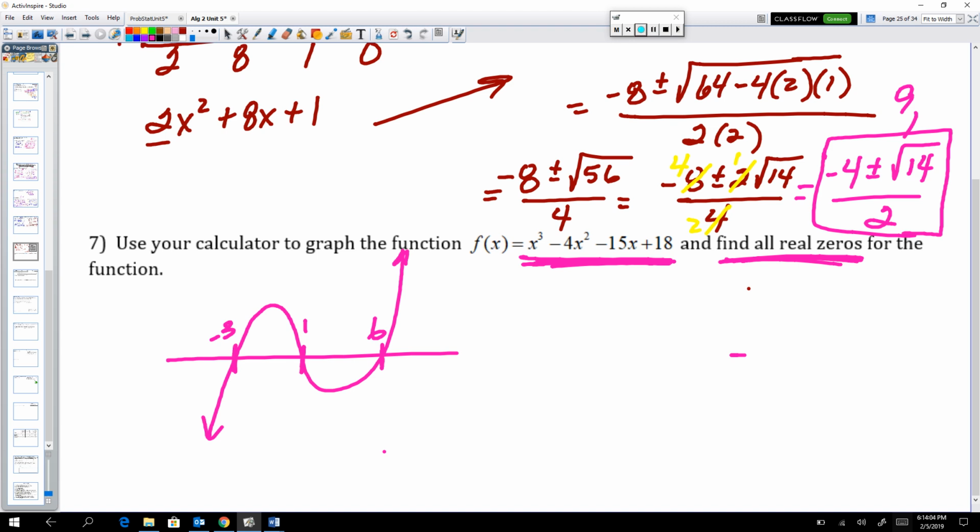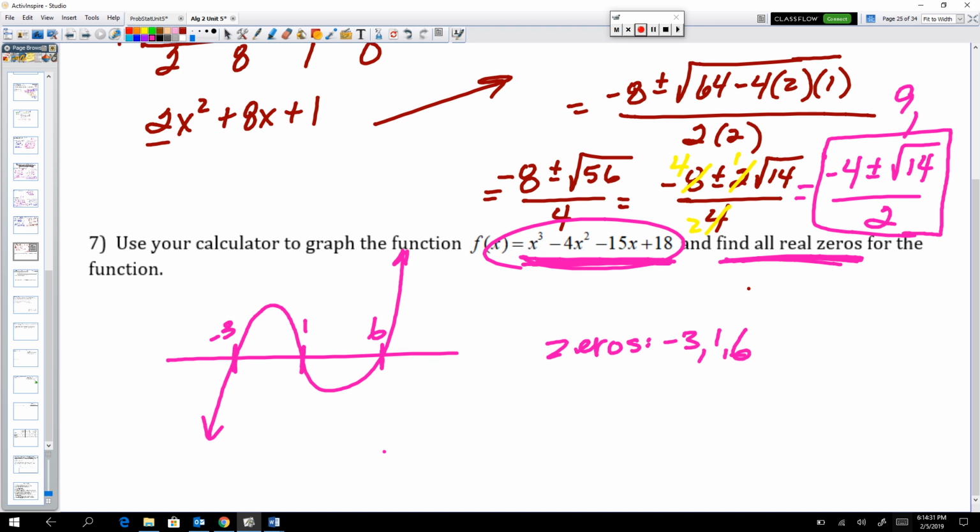Okay, so this is one more tool in your basket of tricks for looking at these things. You can always say, hey, I just did all this work with synthetic, and I think I found all the zeros, or I think I found all the factors. You can always put that function into your calculator and take a look. Hey, does it look like those are the right zeros just looking at the graph? Okay, so the answer to this is the zeros are negative 3, 1, and 6.